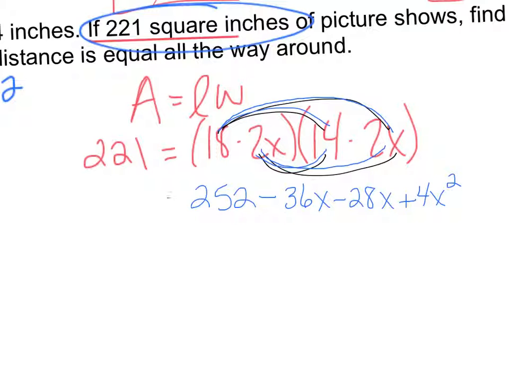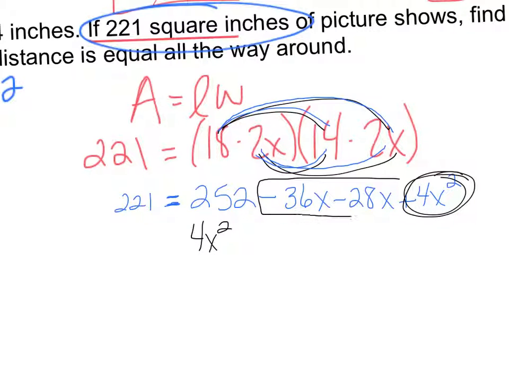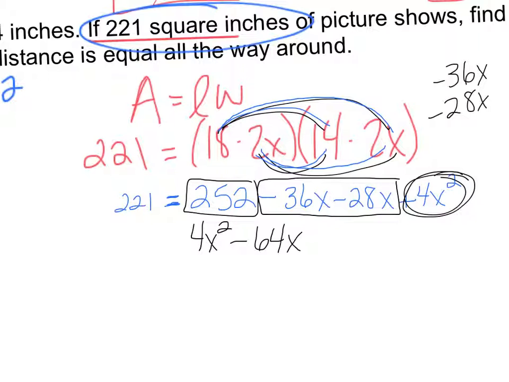All of that is equal to 221. So now I'm just going to rearrange the right hand side of this equation to be in the order you're used to seeing it. So we'll put this first. So 4x squared, that's positive. I can combine these like terms. So negative 36x and negative 28x, when I combine those, I'm going to get negative 64x. Then I just have this positive 252, and that's going to be equal to 221 still.